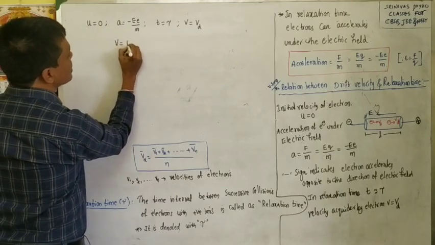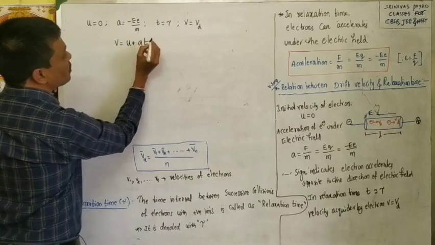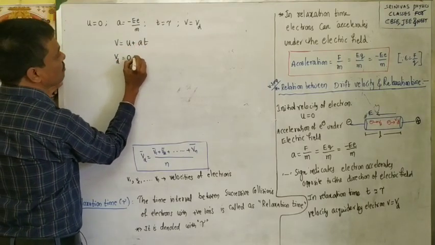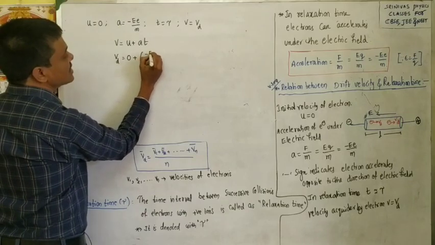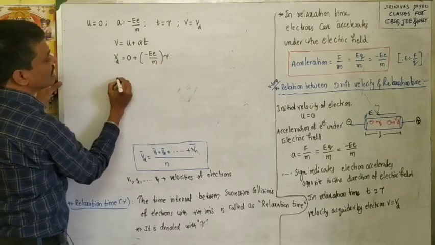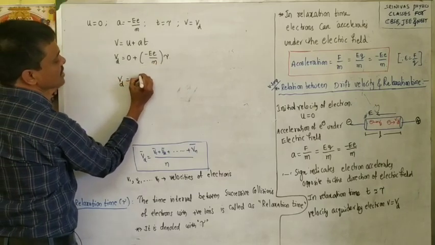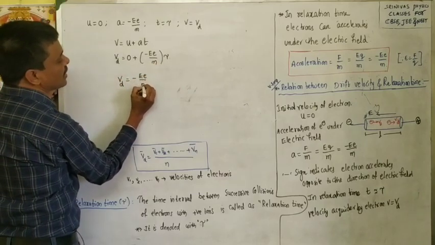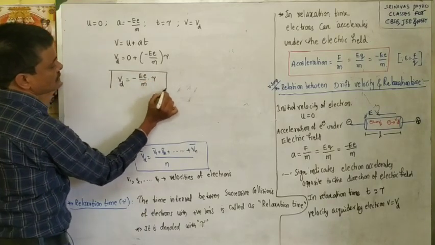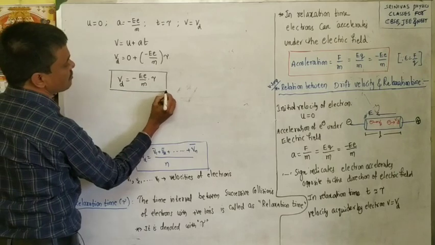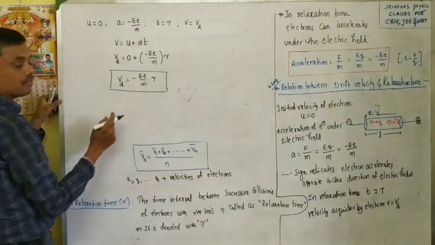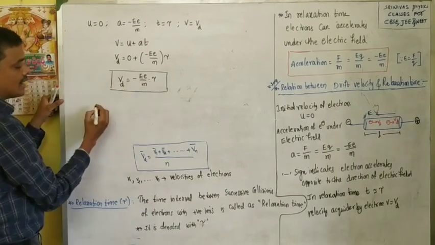Then according to the equation of motion, v is equal to u plus at. Here v is vd, u is 0, and a is minus e by m, into t which is tau. Then the drift velocity formula we get is vd equals minus e by m into tau. This is the formula for the drift velocity. It is the relation between the drift velocity and relaxation time.